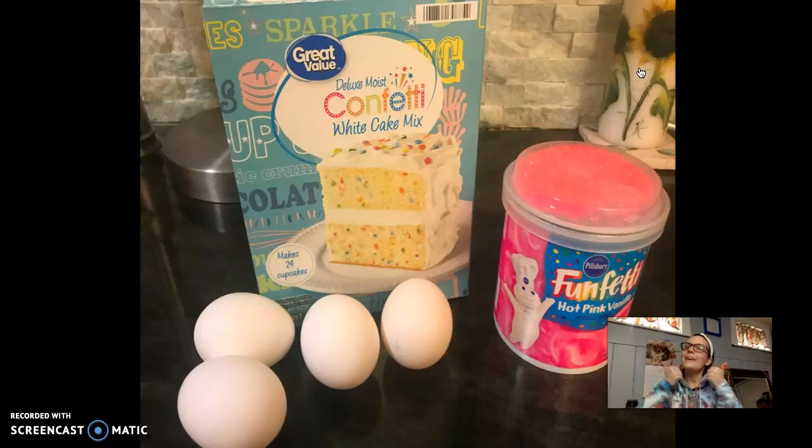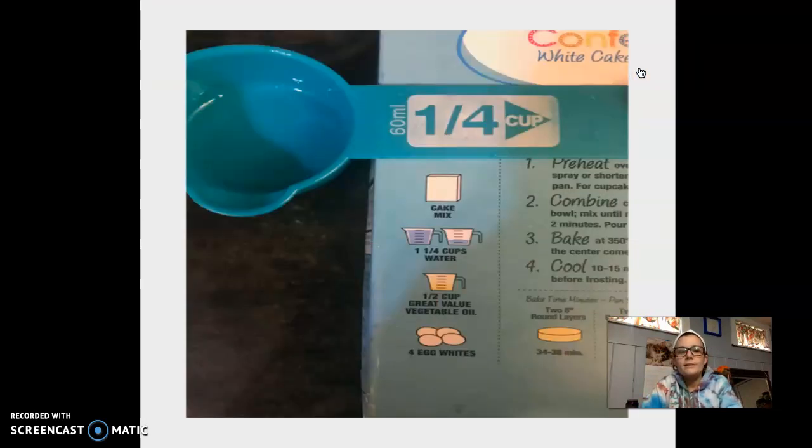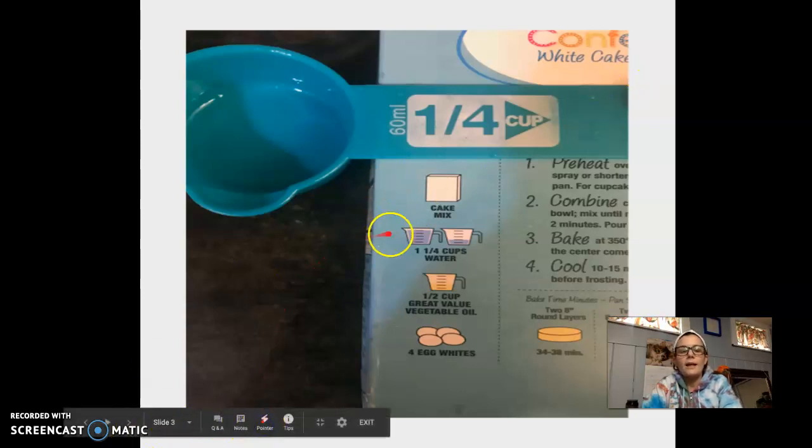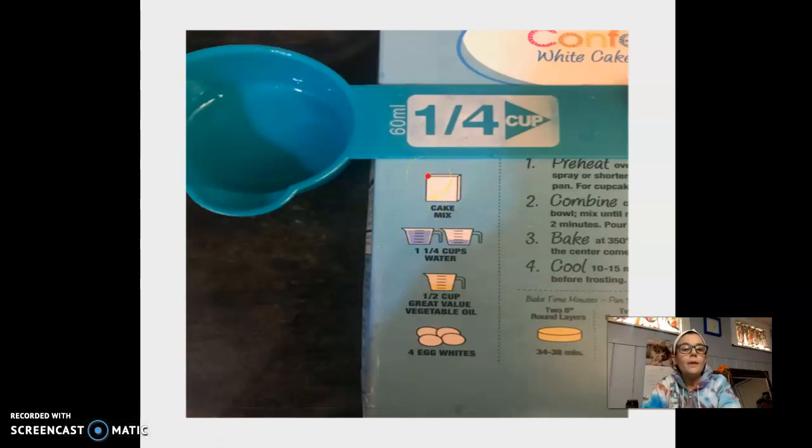I know, our favorite. So as I was going through the ingredients, I noticed that I had my mix that I was going to pour into my bowl. And then after that, I needed 1 1/4 cups of water. But I ran into my first issue, and that was that I only had my 1/4 measuring cup. I didn't know where the 1 cup was, so I had a little bit of an issue.